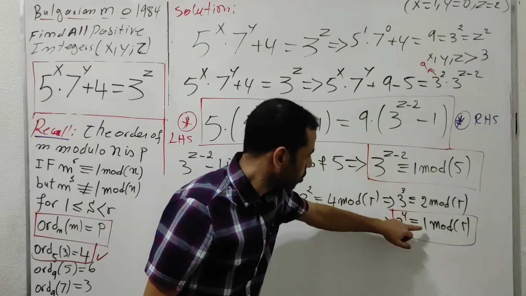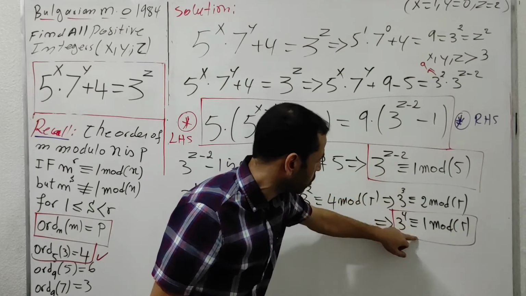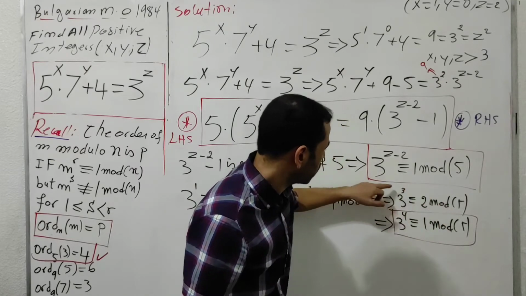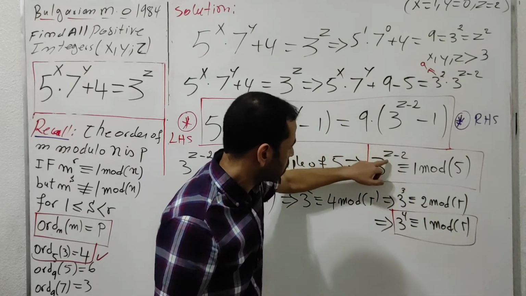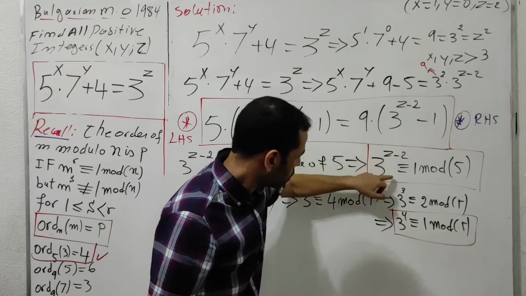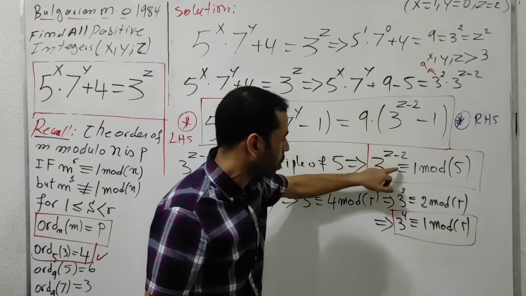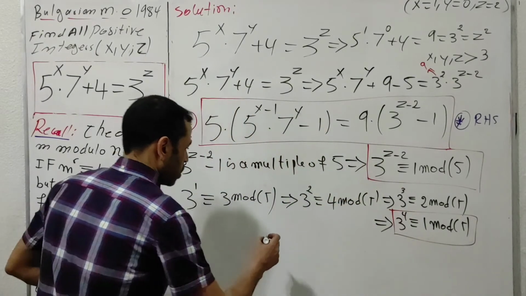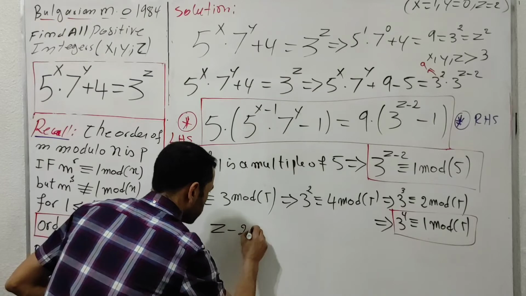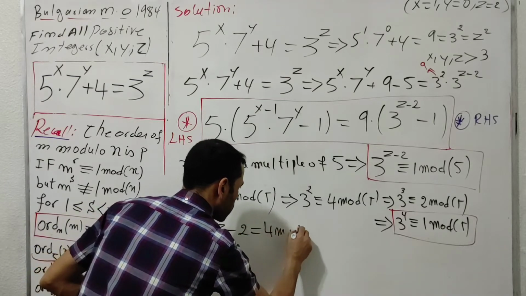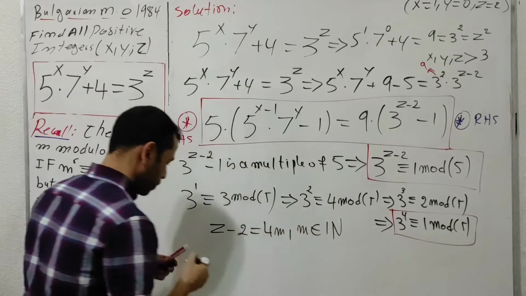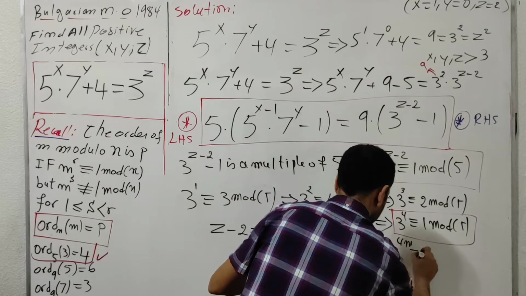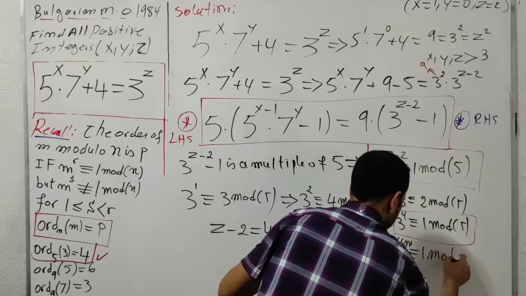If you take a look, both expressions are written in the same way. We have 1 mod 5 and 1 mod 5 here. So we are going to replace z minus 2 by 4. But remember, an exponent is always a multiple of the error. So we express this one: z minus 2 equals 4m, where m is some natural number. Now I found that 3 to the 4m is congruent to 1 mod 5.